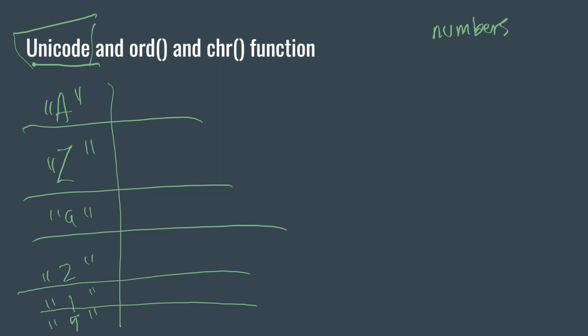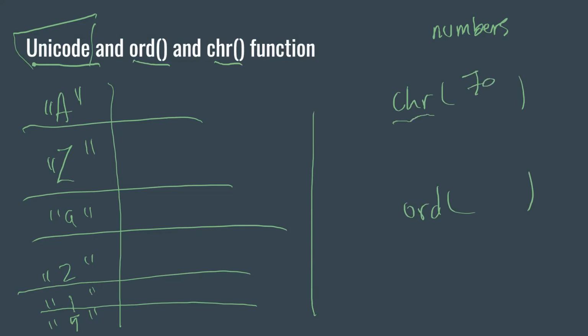Okay, so in Python, you have these two functions, the chr function and the ord function. They are basically the reverse of each other. The chr, you give it the Unicode like 70, and it will give you the character corresponding to this Unicode. The ord, you give it a character and it will give you the Unicode corresponding to this character. So let's see them in practice.